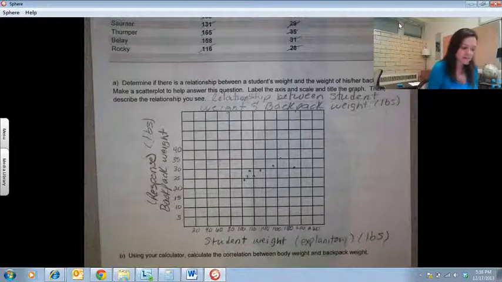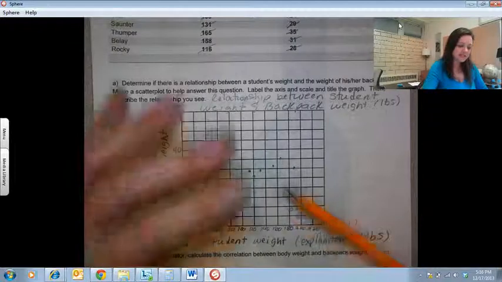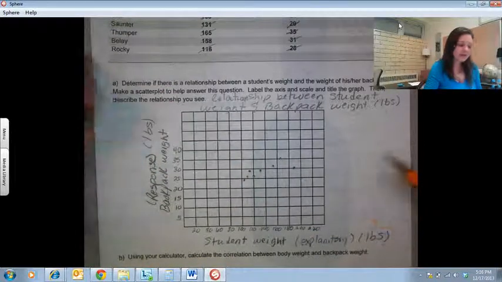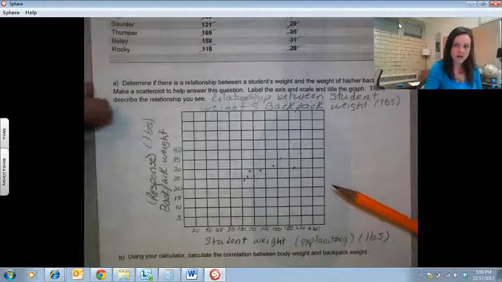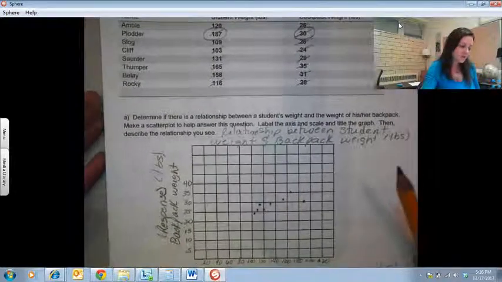If you want to pause this while you do that, I'm just going to quickly bust through the rest of this question and teach you how to use the calculator to find correlation. So if you need to pause this and make your scatter plot, do that now. Otherwise, we're going to continue on.